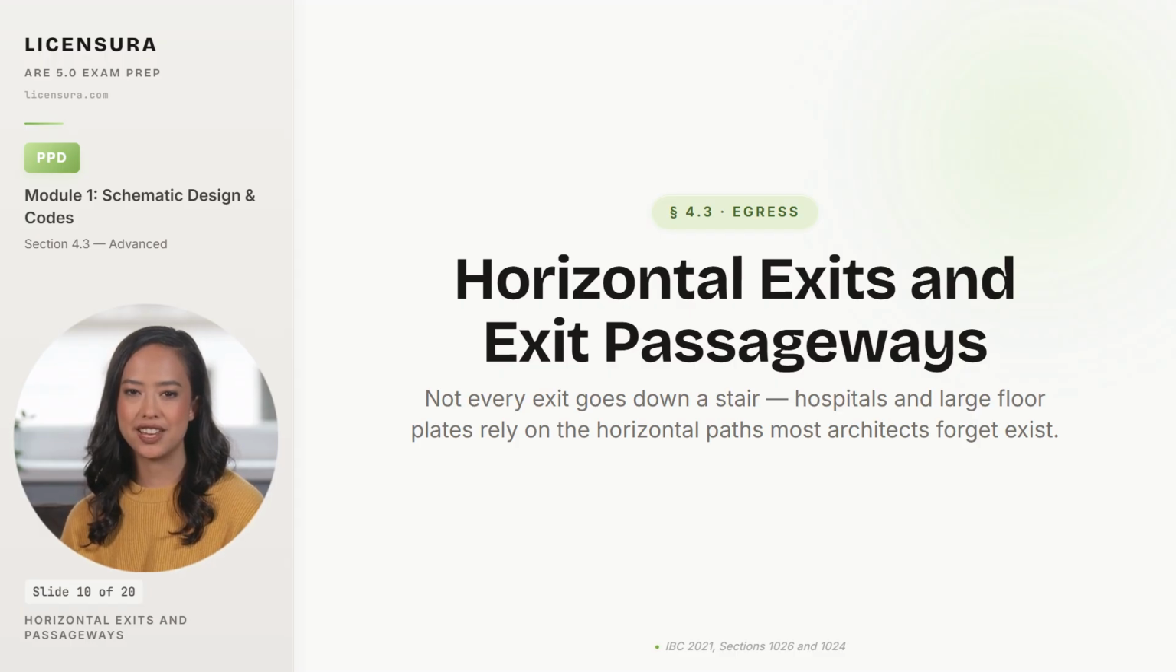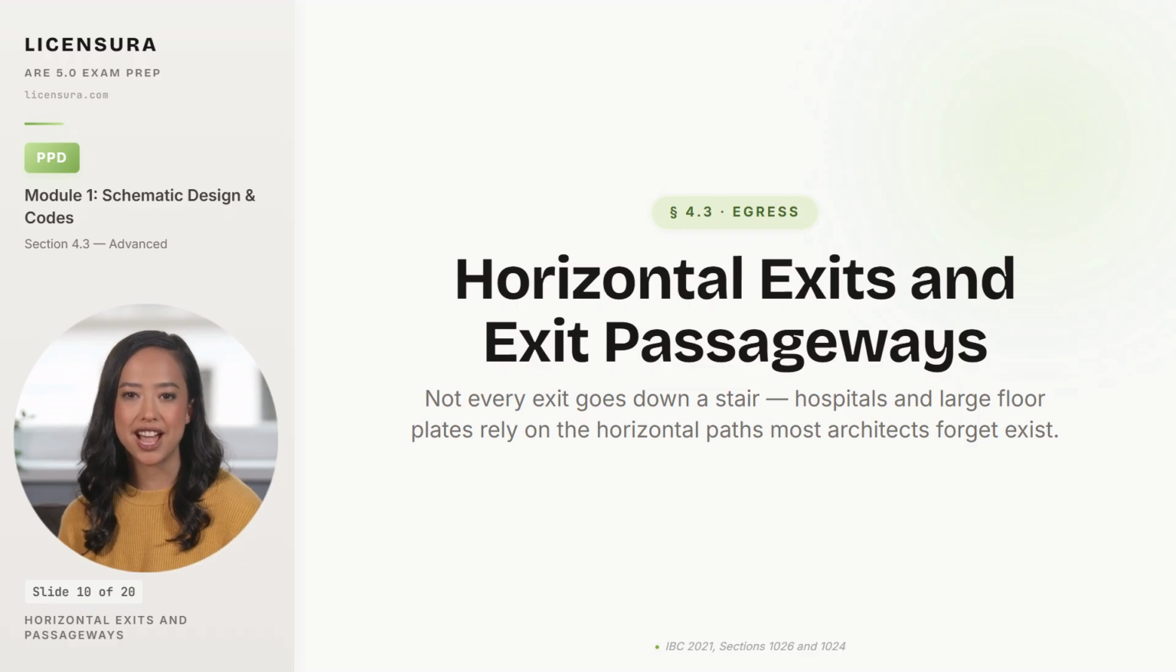Section 1026 governs the horizontal exit, and Section 1024 governs the exit passageway, and the two are not the same thing. Confusing them on a hospital permit set is one of the most expensive mistakes in I-2 design, because hospitals depend on horizontal exits to move bedridden patients to safety. Fail to grasp the distinction on the exam, and you lose the question. In practice, the firm fails the I-2 plan review, the schedule slips, and the owner sues for redesign cost.